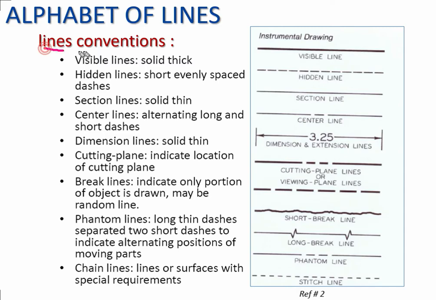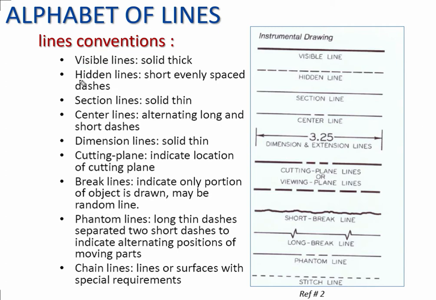Now, what are the line conventions we are using? We have the first one, the visible line. The visible line is solid and thick, as you see in this example. This line type convention is used to represent a visible edge. When you look at the 3D part and you can see that edge, the edge should be represented as a solid thick line.